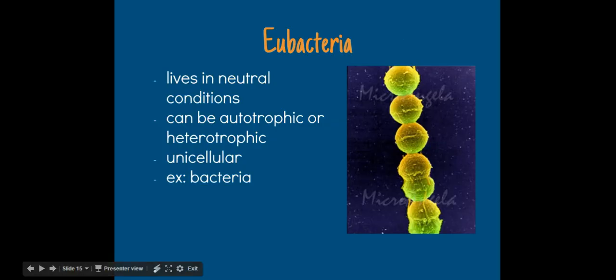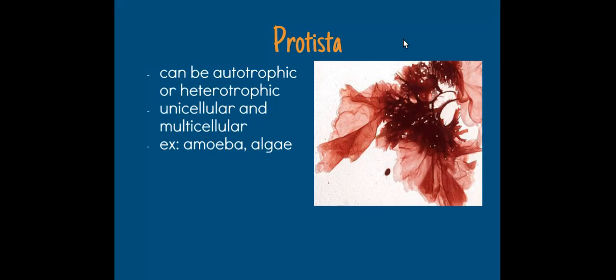In kingdom Eubacteria, you have organisms that can live in neutral conditions. They can be autotrophic or heterotrophic, depending on what they are, and they're unicellular. For example, just regular old bacteria. In kingdom Protista, you have organisms that can be both autotrophic or heterotrophic. They are both unicellular and multicellular, meaning you can find organisms that fit both. For example, amoeba and algae would belong to kingdom Protista.